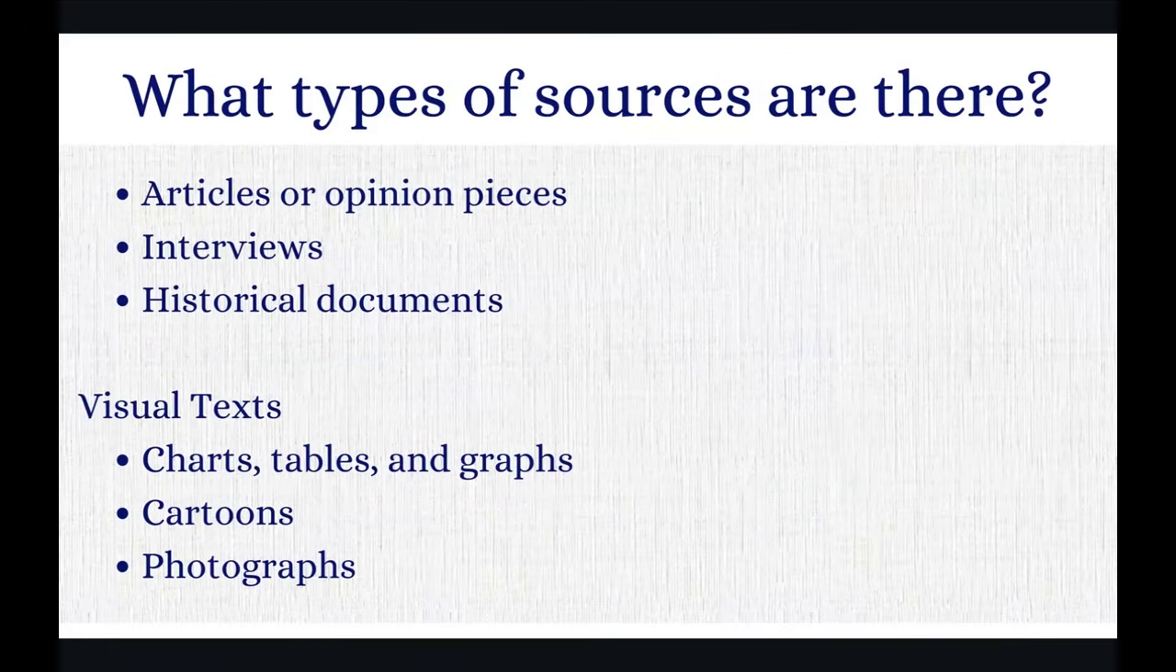I mentioned that there are usually 6 sources and you need to cite 3 of them. So let's talk about what those types of sources usually are. You're likely to see articles or possibly opinion pieces, maybe an interview, and depending on the topic, you might see a historical document. There are also visual texts. Some are quantitative, meaning they have numbers, so things like charts or tables or graphs. You're guaranteed one of those. Now, it's possible that you might have 2 visual texts, in which case they might both be quantitative, but if not, the second one could be a cartoon or maybe a photograph. One year they even had a schedule.